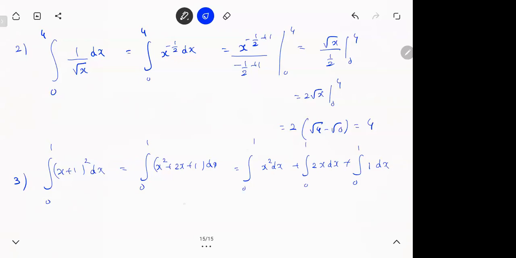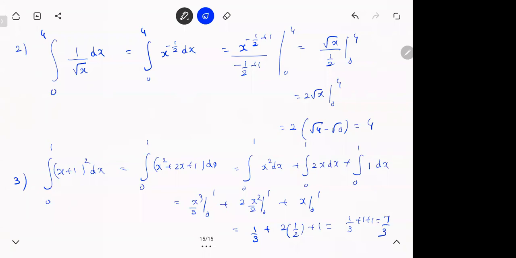So this can be written as x cubed by 3 from 0 to 1, plus 2 into x square by 2 from 0 to 1, plus 1 into x from 0 to 1. Now just calculate, that will be 1 by 3 plus 2 into half plus 1. That's 1 by 3 plus 1 plus 1, 7 by 3. This is the second and third.